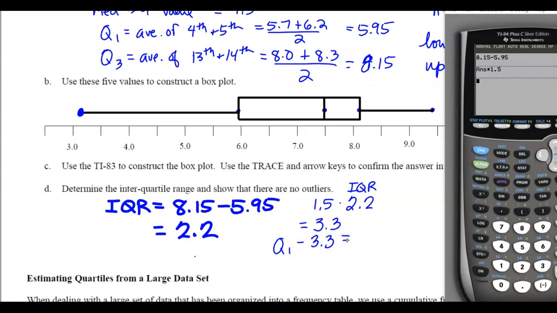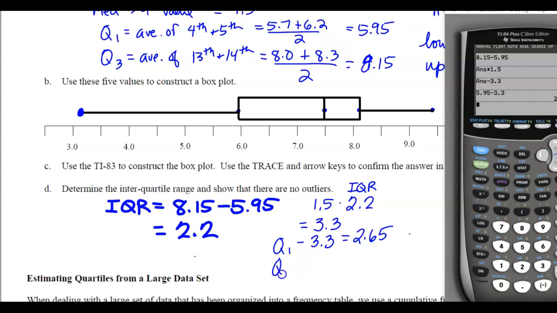So now I need to go to my quartile 1 and subtract 3.3. So quartile 1 was 5.95, subtract 3.3 is 2.65. And you make sure, or just check, are there any values that are less than 2.65? No. The smallest is 3.1. So there's no outliers at the low end.